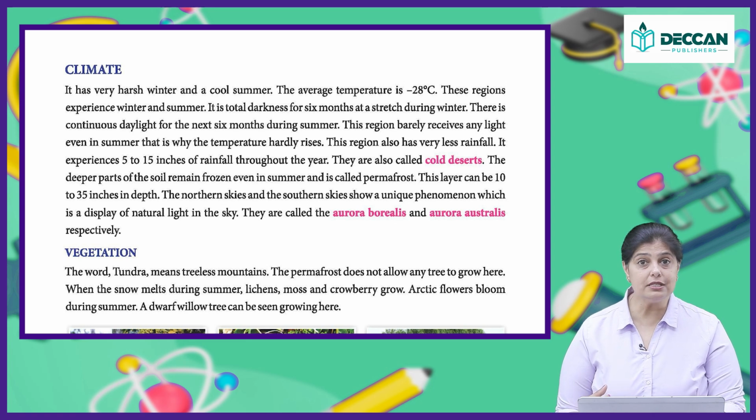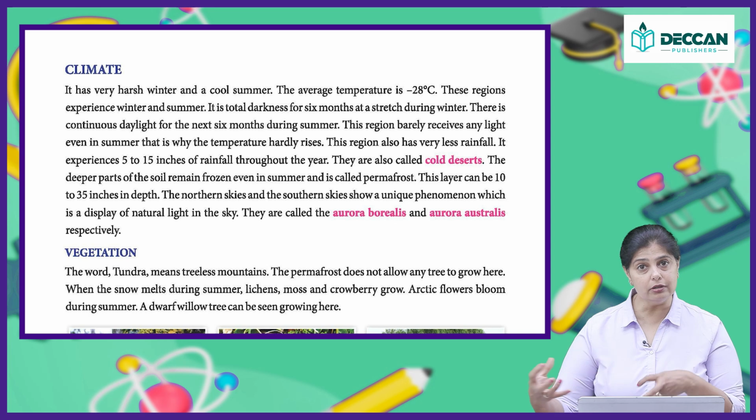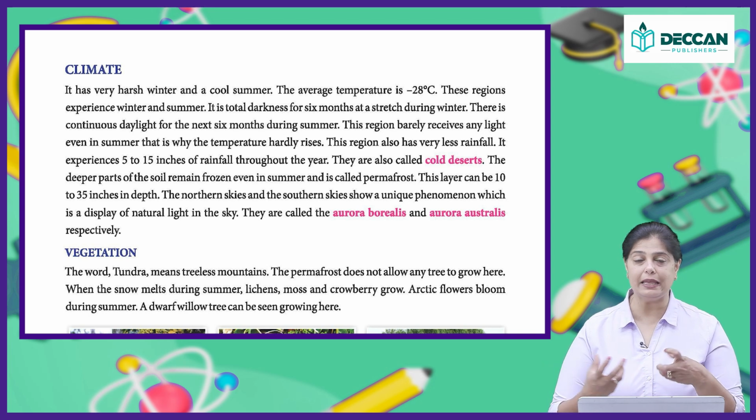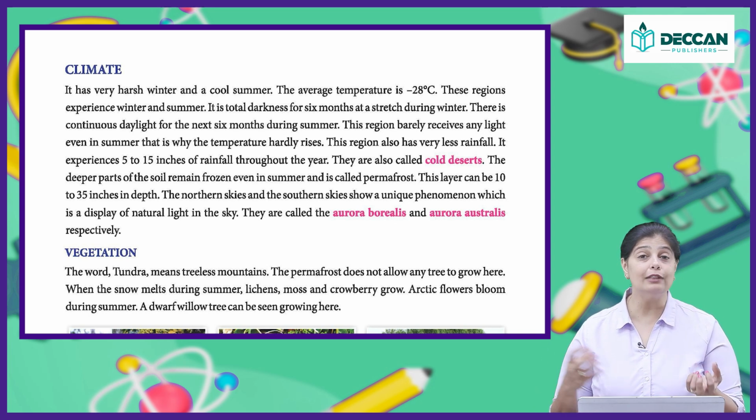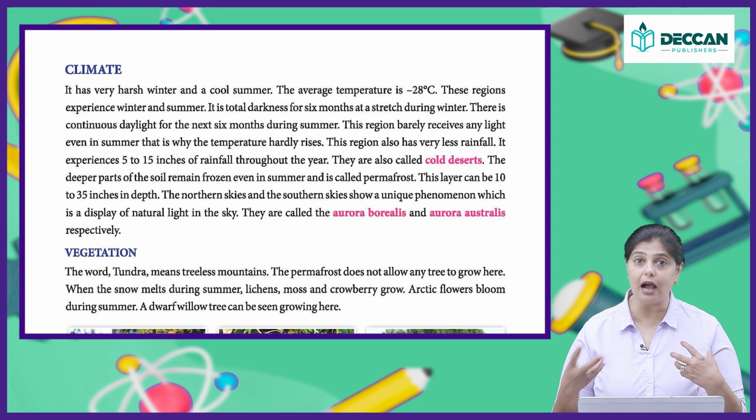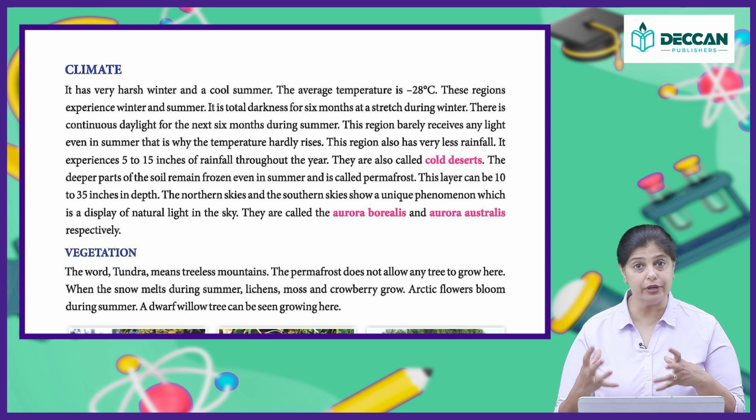So, there are regions which are very, very cold, and over there in the sky you can see these auroras. Auroras are different colors, as though somebody is playing with laser beams out there, and those lights come into the sky. Those are known as the aurora borealis and the aurora australis respectively.